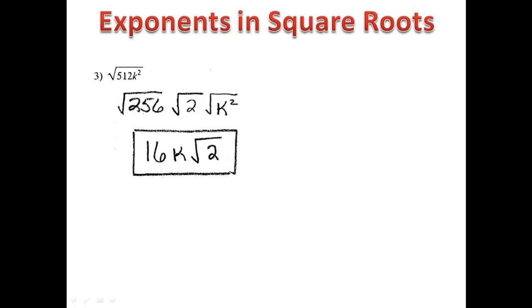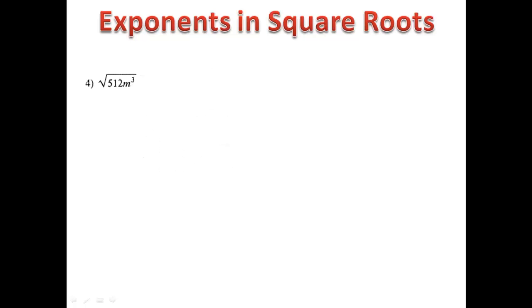Sometimes folks think of this in the following way. How many groups of 2 k's do I have? If I have k squared, that means there's 2 k's on the inside. One group of 2, which means the one group of 2 comes on the outside simply as k.